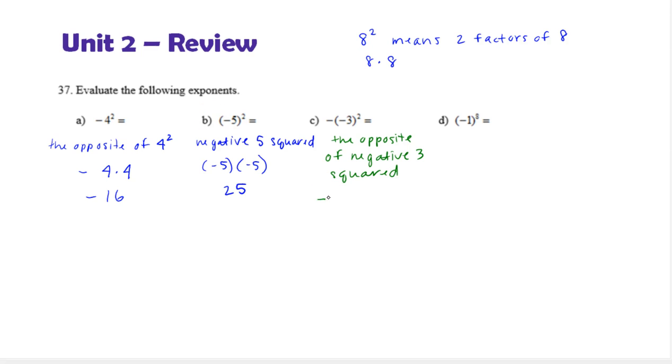So we have the opposite. Well, negative 3 squared is negative 3 times negative 3. A negative times a negative is positive, so this is positive 9. And then the opposite of 9 is negative 9.